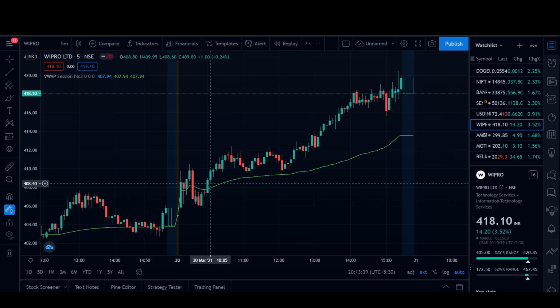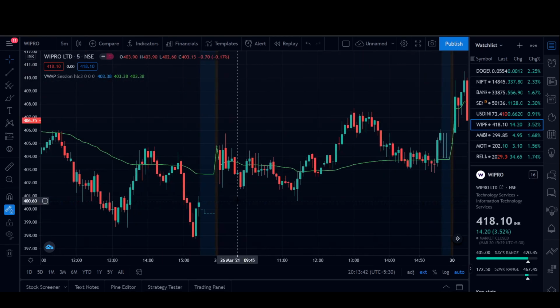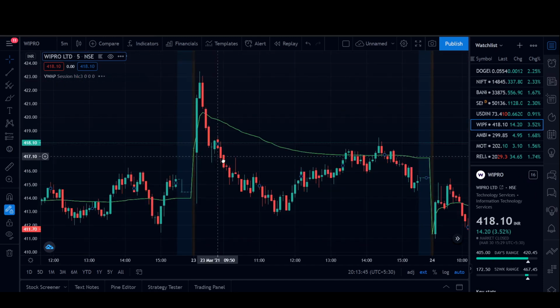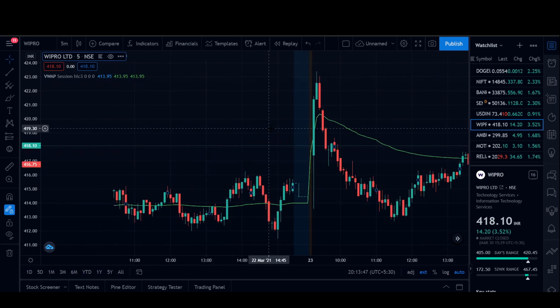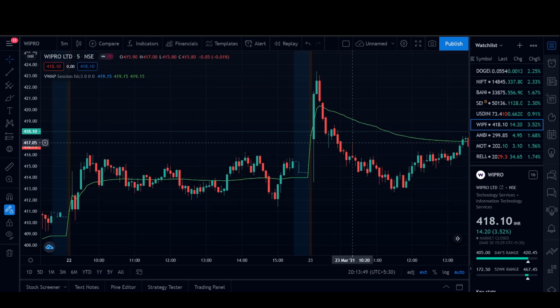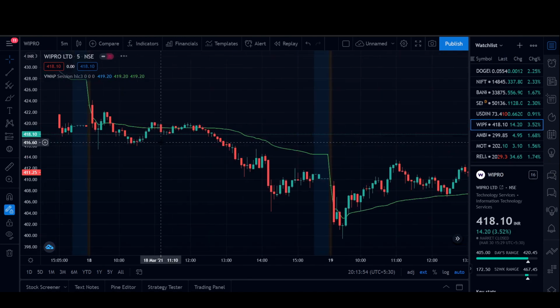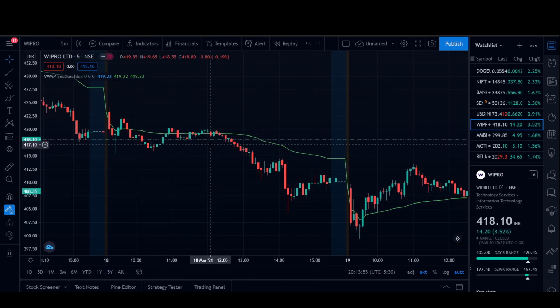So now I'll give you an example of a bearish entrance where the price is below the VWAP. I'll take this one. You can see somewhere right here.